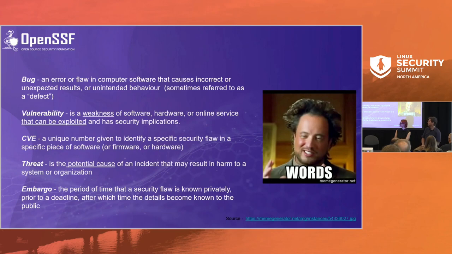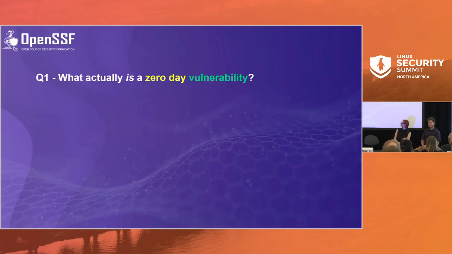We have a threat, which is a potential cause of an incident that may result in harm. And then we have the always awesome and much loved embargo, which is a period of time where a security flaw is known privately prior to a deadline, after which the details become known to the public. This is used in both open and closed source. Generally, a reporter discloses to a maintainer, they agree upon a period of time the maintainer has to work on a fix, and once it's fixed, normally you go out and have public disclosure. There are a lot of different opinions and implementations of embargo, but generically it's designed to help protect the end users of the software or hardware.